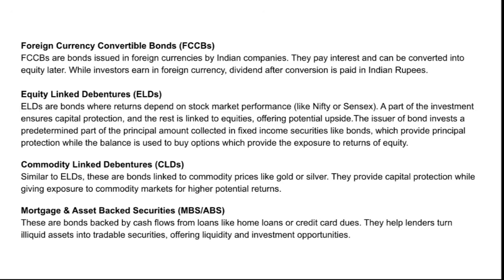Similar to that are commodity linked debentures. What are commodity linked debentures? Basically, they are the ones which invest in gold or silver, just like we talked about equities, right? They can also be investing in gold and silver. They work with the same principle: they put part of the money into capital protection, and the rest of it they put into the commodity market, so that you get higher potential returns.